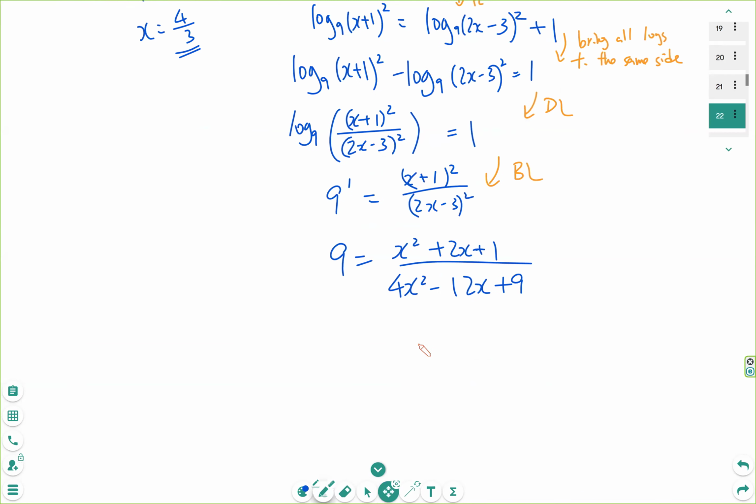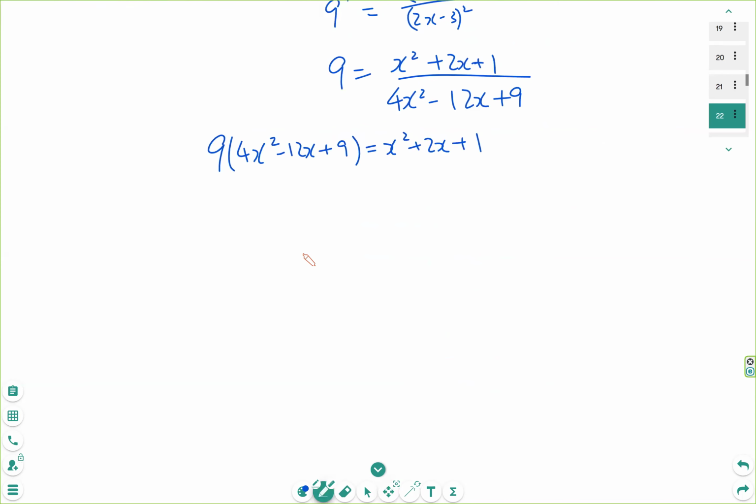Well, we can just multiply this denominator to the left-hand side. So 9 bracket 4x squared minus 12x plus 9 equals x squared plus 2x plus 1. And then we just have to expand the bracket. So 36x squared minus 108x plus 81 equals x squared plus 2x plus 1. Bring everything to one side: 35x squared minus 110x plus 80 equals 0.